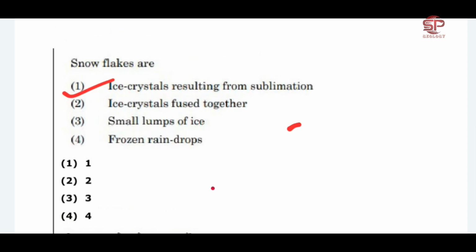Let us look at snowflakes, it is not formed by sublimation. Sublimation is not the process of formation of snowflakes, because sublimation is something where a solid is completely converted to gases. So it will be incorrect. It is actually ice crystals that fuse together, but they have very high porosity. That is called snowflakes. So the answer will be ice crystals that fuse together.